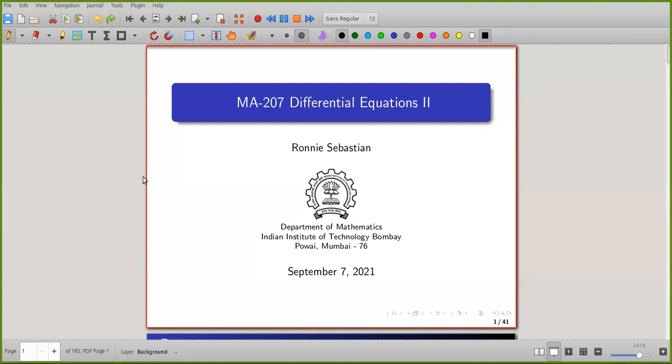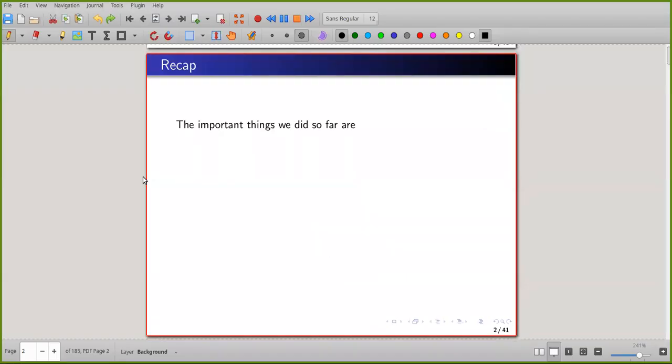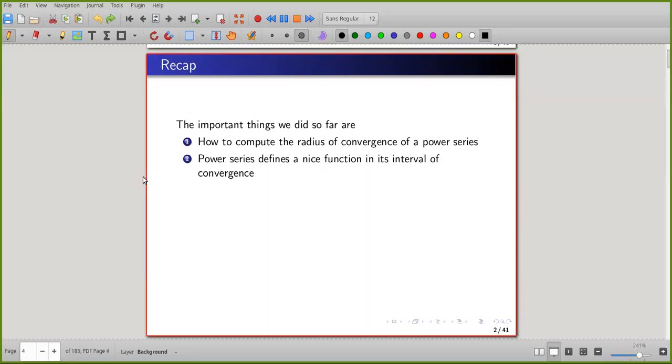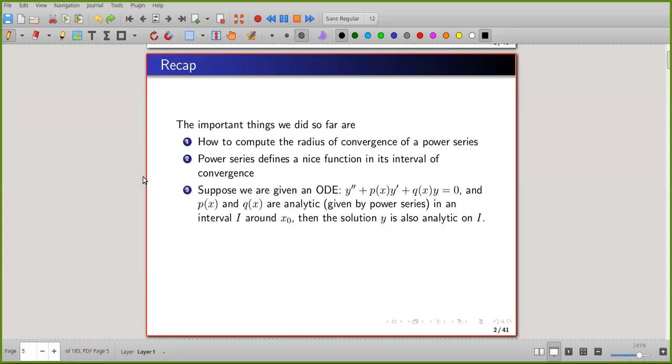Today's lecture will be, I think, one of the more interesting lectures in this course, although perhaps not the most interesting one. I mean, interesting to me at least. Let's quickly recap what we did so far. I have explained this point again and again many times, so we'll be quick about this. The important things we did so far are how to compute the radius of convergence of a power series. A power series defines a nice function in its interval of convergence.